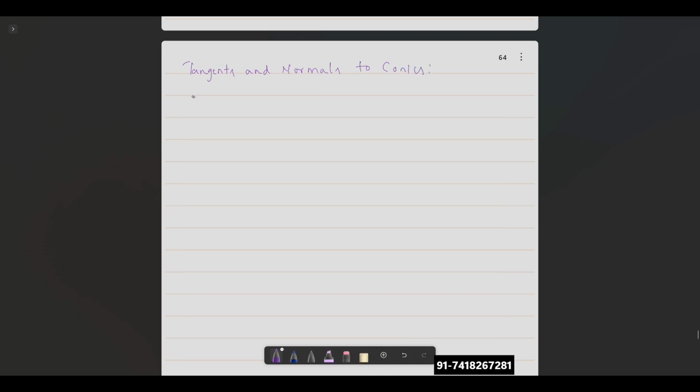We will look into the tangents and the normals to the conics. So basically, what is a tangent? It is a straight line having only one point of contact with the curve.